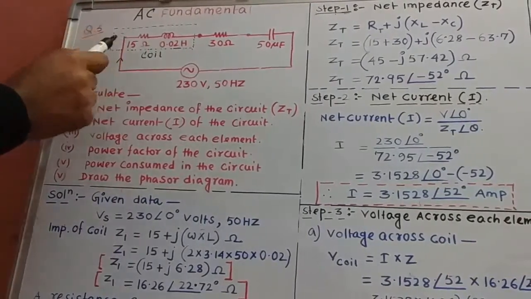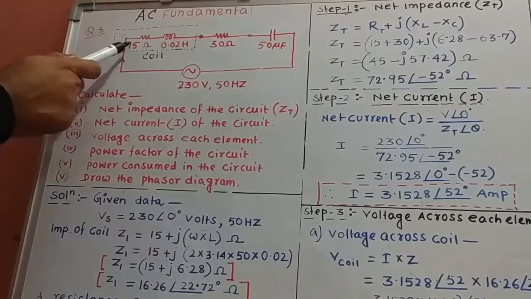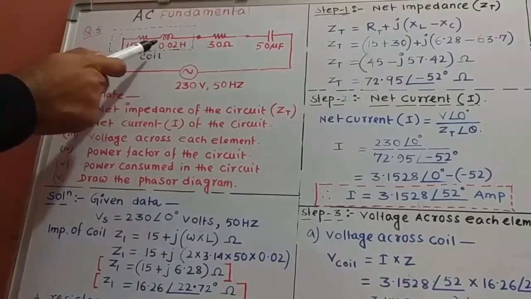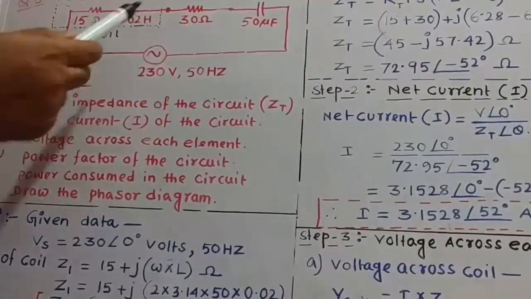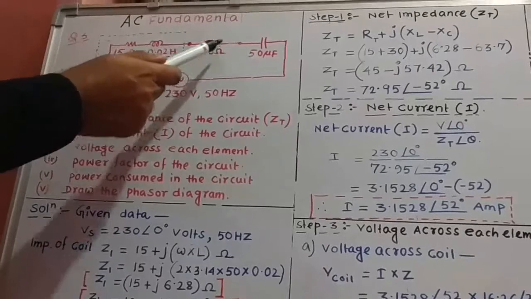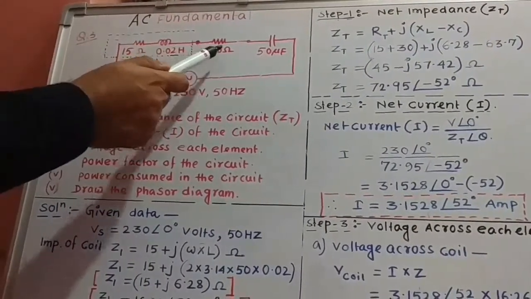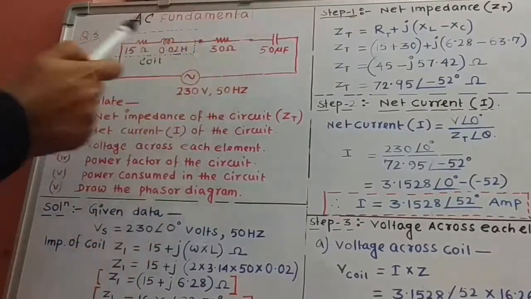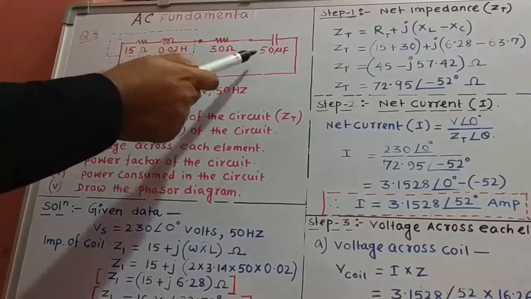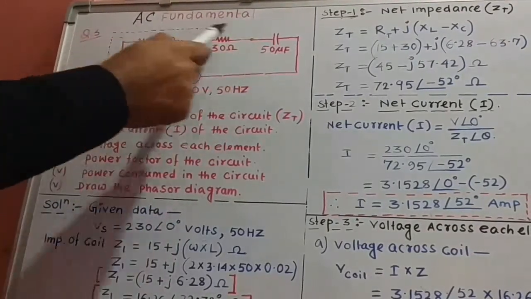So this is a coil. It is having resistance 15 and L part is 0.02 Henry. And there is another resistance whose value is 30 ohms connected in series with this coil, and there is another capacitance whose value is 50 microfarad connected in series with all the elements.